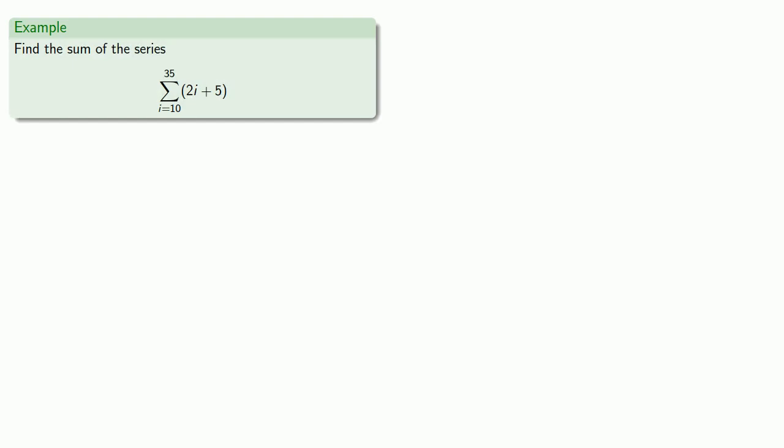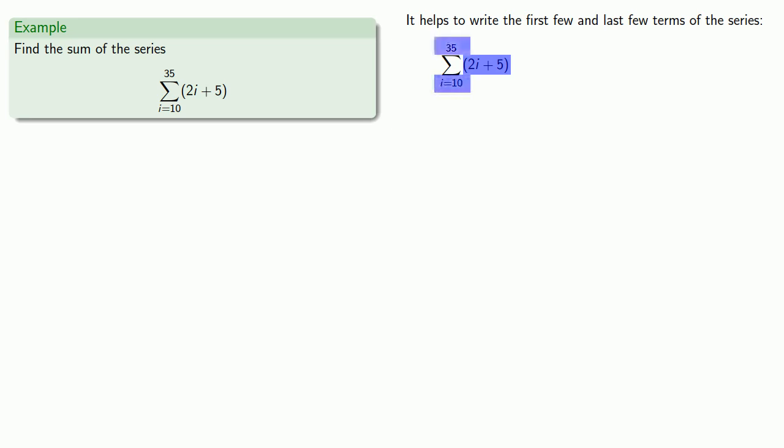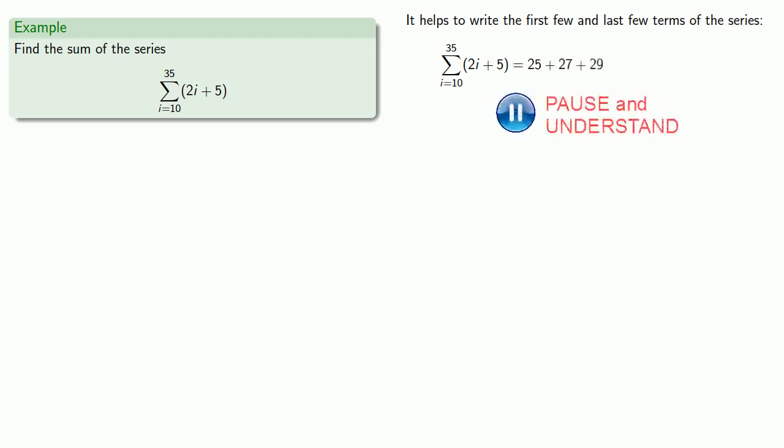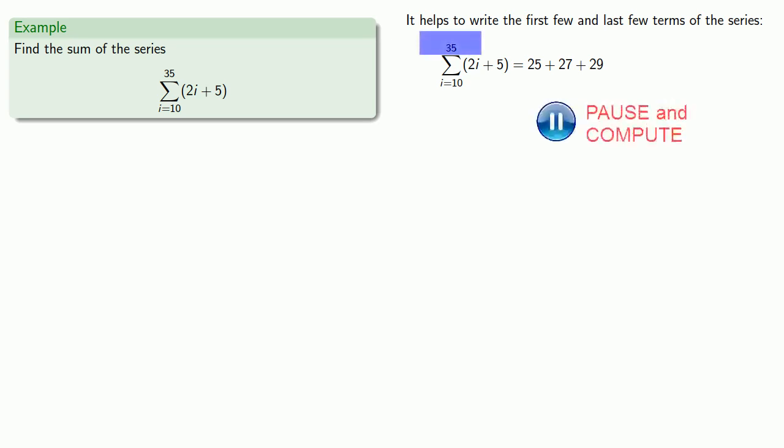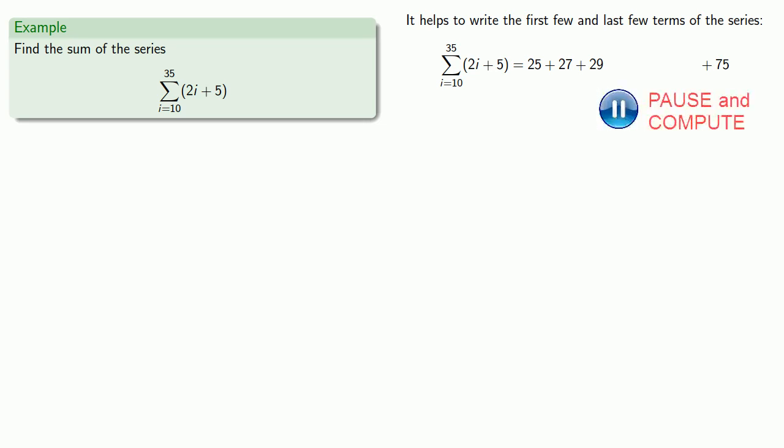Well, let's try a different sum. It's helpful to write down the first few and last few terms of the series. Since the terms of the series are 2i plus 5, and i goes from 10 to 35, the first few terms are going to correspond to i equals 10, 11, and 12. Meanwhile, the last term corresponds to i equals 35, and the term before it is going to correspond to i equals 34, and the term before that corresponds to i equals 33.